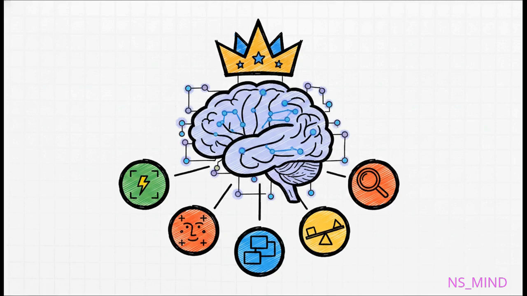RetinaFace, which manages to do localization and alignment in a single pass. MTCNN, which uses this really cool cascaded structure to detect faces and align facial landmarks at the same time. SSD, which perfectly balances speed and accuracy by skipping complex region proposals. And lastly, the tiny face detector, which is specifically built for exactly what it says on the tin.